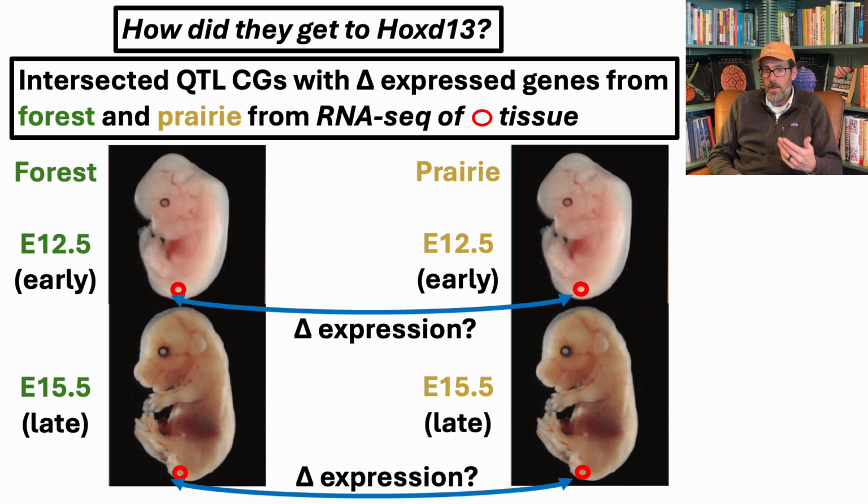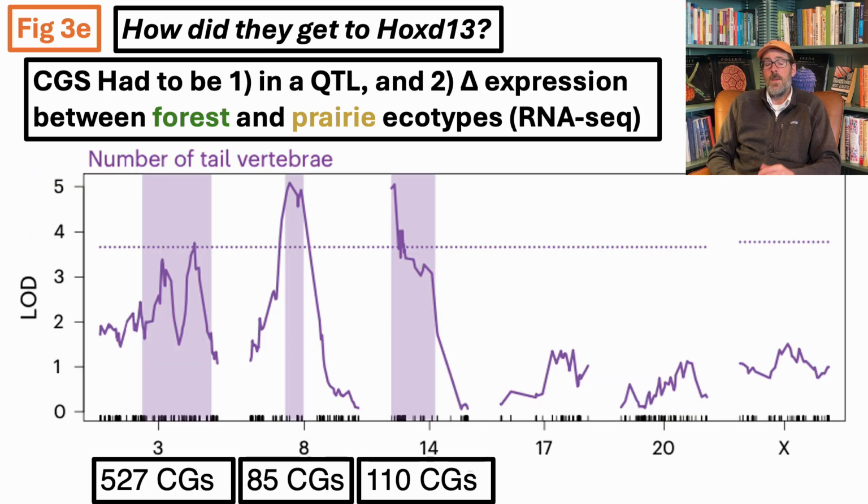You could compare it at late embryo too, at 15.5 days, change in expression, and they did that, and that's the only reason I'm showing this one here too. When there was a differential expression early and late in the same direction, then that helped them suggest that, yeah, this is probably an important gene.